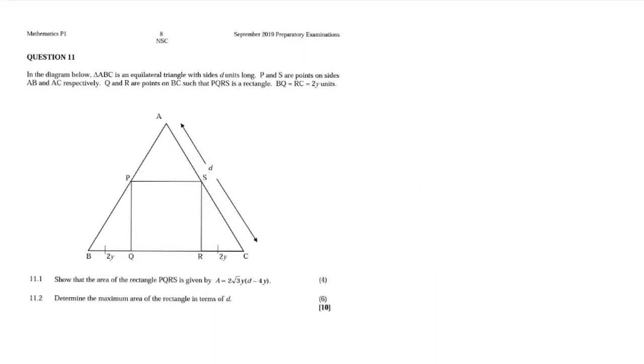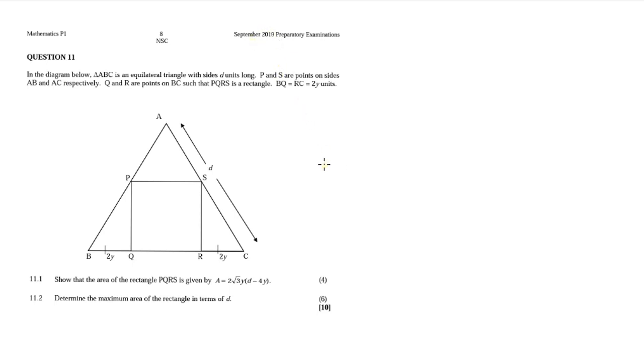Welcome back. In today's video, we're looking at the prelim paper from 2019, and this is from the KZN province. Over here, they say that we have a triangle ABC, which is an equilateral triangle with sides D units long. So that's an important piece of information.